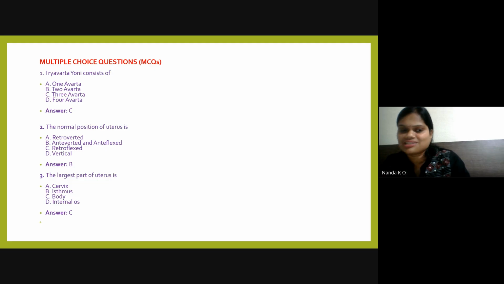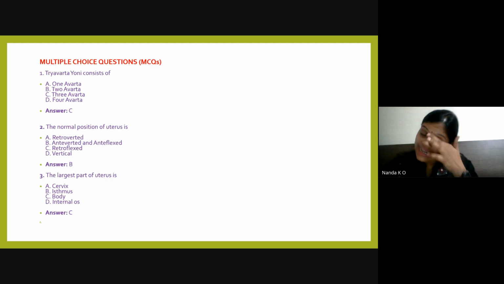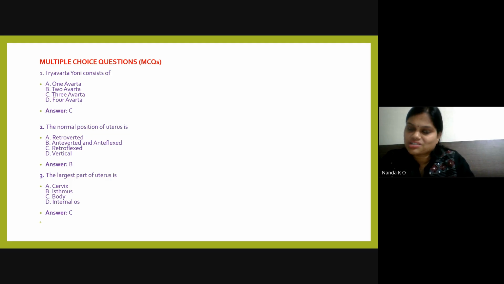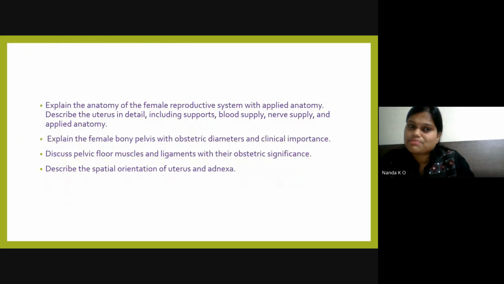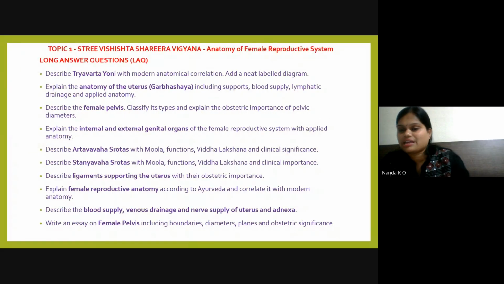Triavarta Yoni, the name itself suggests 3 avartas. Normal position of the uterus: your anatomy is very good, you can write anteverted and anteflexed. And the largest part: you know the body, isthmus and the cervix, so how to differentiate? The largest part is the body of the uterus. If your anatomy is good, then you can answer such questions. These are just a few examples, possible only for your exam point.